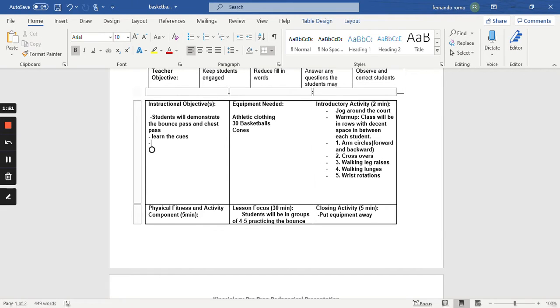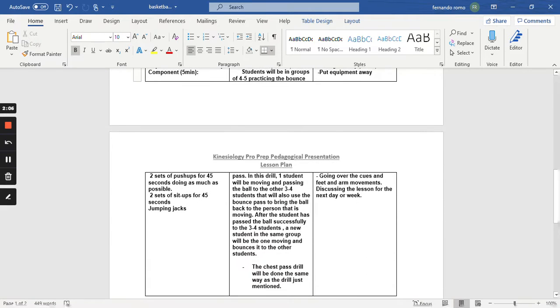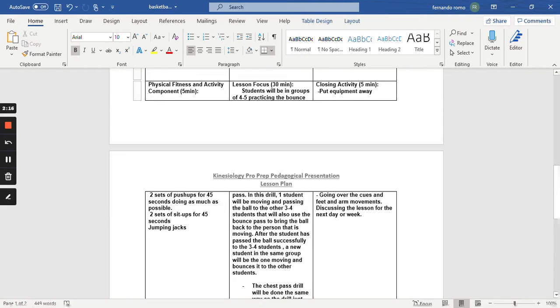Introductory activity: jog around the court, then begin the warm-up, which includes arm circles, crossovers, walking leg raises, walking lunges, and wrist rotations. For the physical fitness and activity component, they would do push-ups, sit-ups, and jumping jacks, 45 seconds each with 2 sets. For the drill, they'll be in groups of 4 to 5, practicing the bounce pass and chest pass.